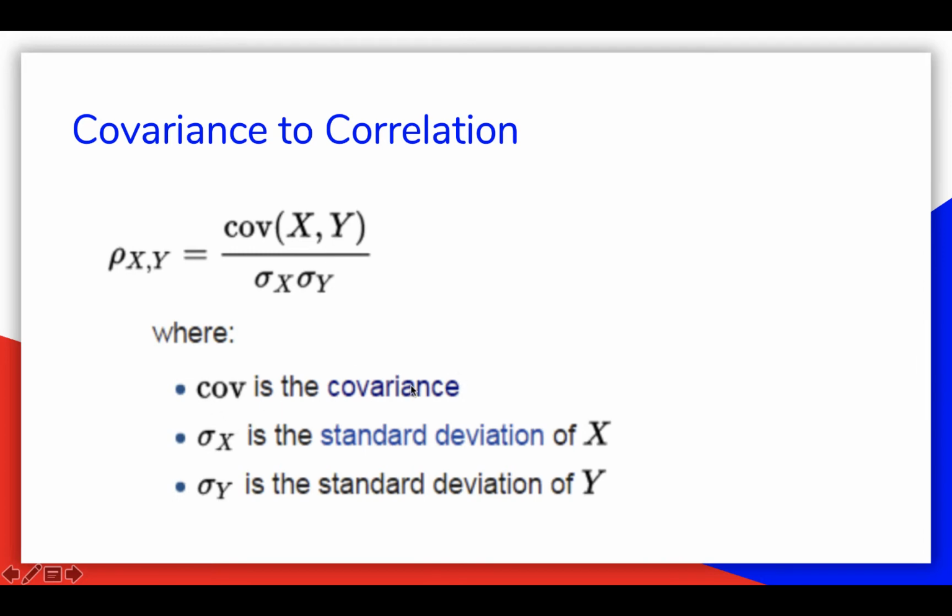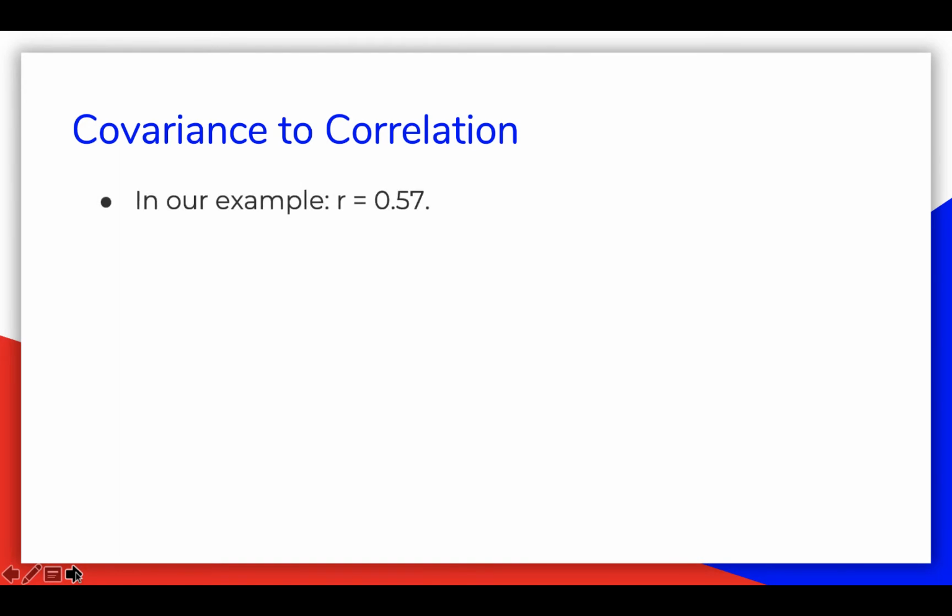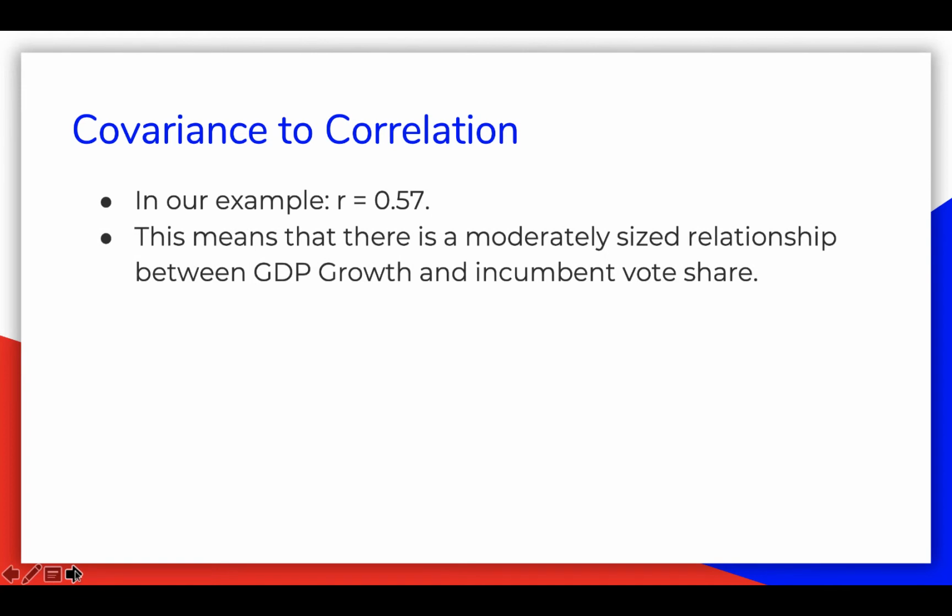But I don't expect you to calculate each of these together. It's actually quite a time-consuming calculation, particularly the covariance matrix. But yes, this is the underlying equation, essentially measuring how the two move together. So in our example for economic voting, we have a Pearson's correlation coefficient of 0.57. So Pearson's R, or rho, is 0.57. And this means that there's a moderately sized relationship between GDP growth and incumbent vote share.